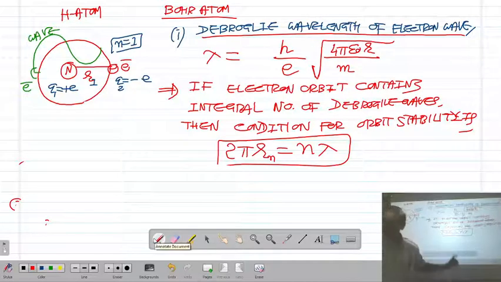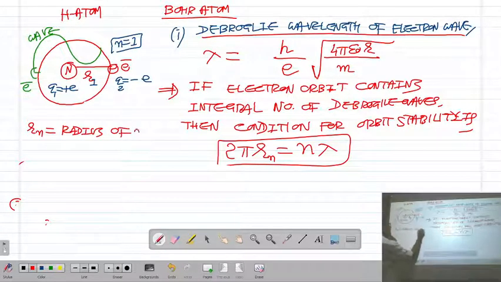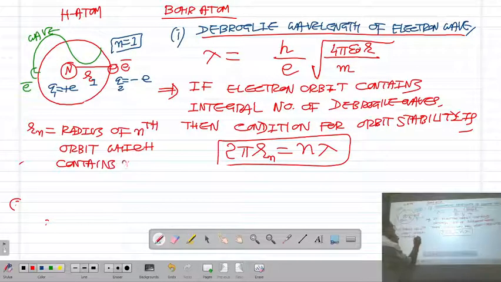What is Rn in this equation? Rn is the radius of the nth orbit, which contains n waves or n wavelengths.